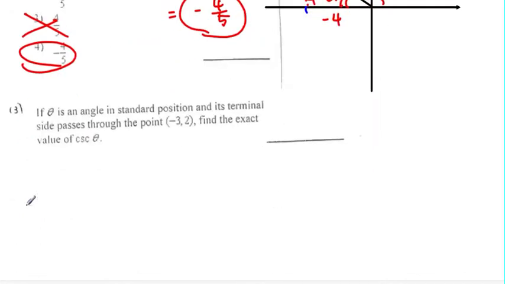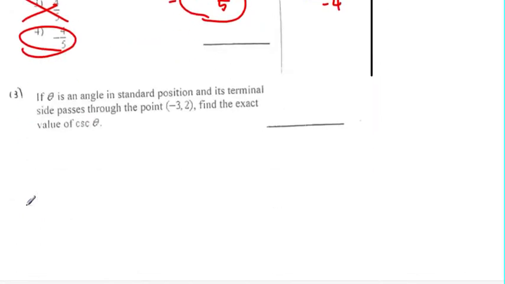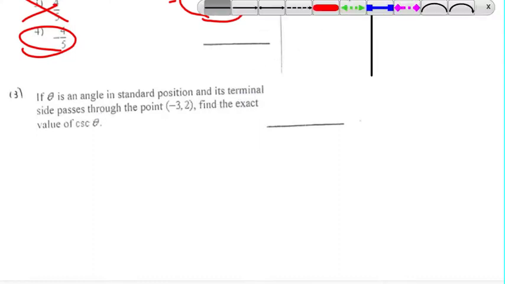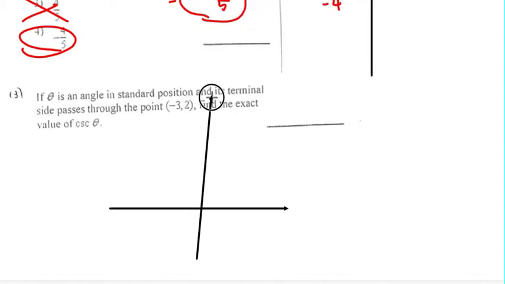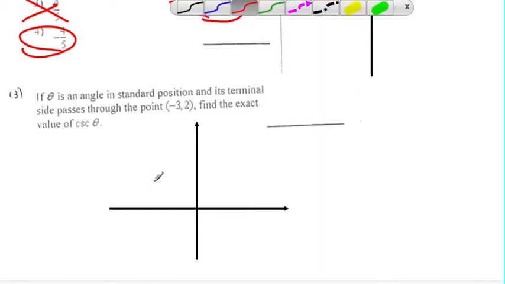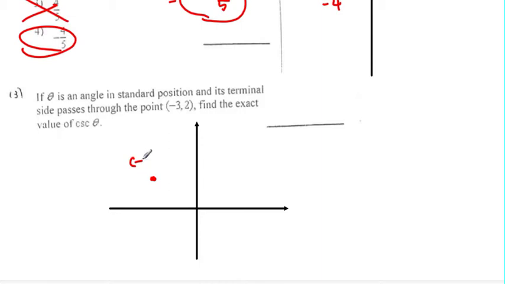Alright, here we have number 13. Angle is in standard position. Same way as before, negative 3, comma 2. So let us say this point is negative 3, comma 2. Find the exact value of cosecant. You see, cosecant is the reciprocal of sine of theta. Now, how do you figure out the sine theta here?